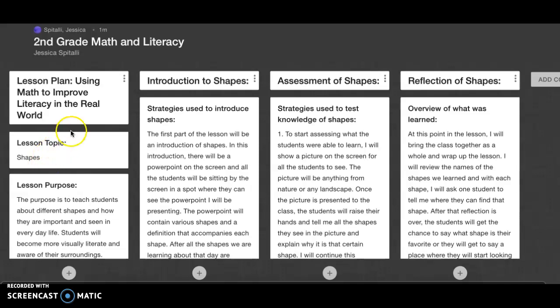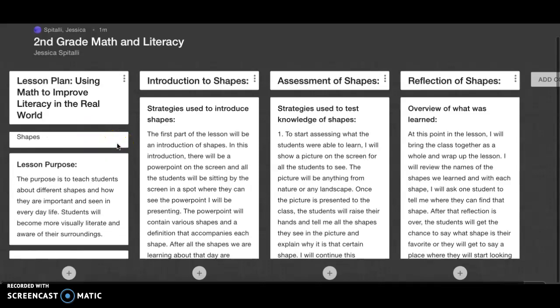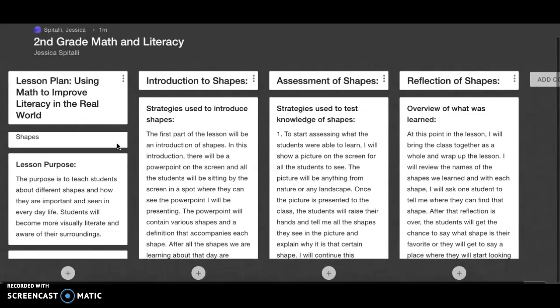In the first column, I just have some general information about this lesson plan. The first box says lesson plan, and it is using math to improve literacy in the real world. The lesson topic I chose to focus on was shapes. And then the lesson purpose is to teach students about different shapes and how they're important and seen in everyday life. Students will become more visually literate and aware of their surroundings.